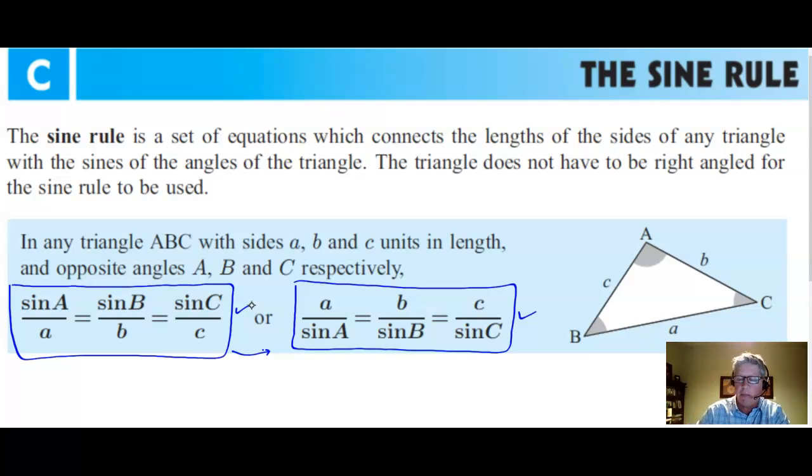Remember, we're talking about opposites. If you have little a over sine of A, you're talking about this pair. Law of sines is all about opposite pairs. If you know one opposite pair and you know one side, you can solve for that missing link. Now, we're not going to use the two equal signs. We're just saying any opposite pair equals any opposite pair. So that's why they put all three. I'll discuss that a little bit more in a second.